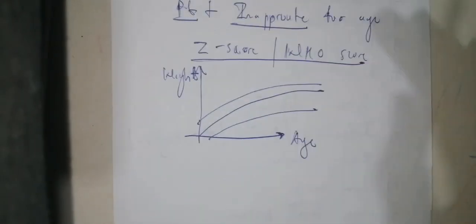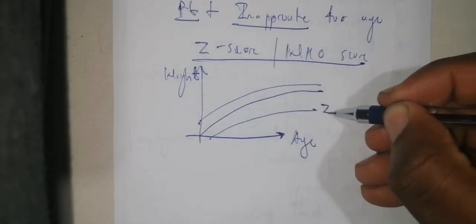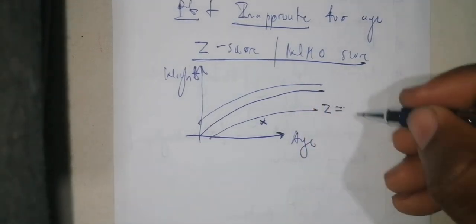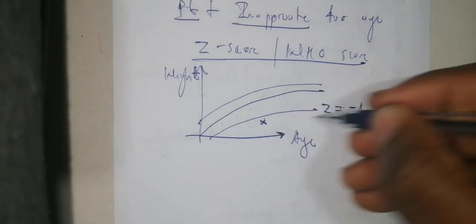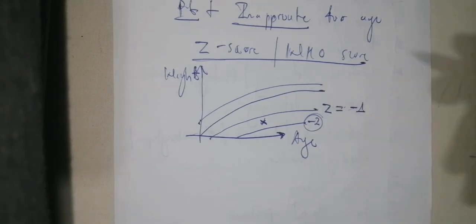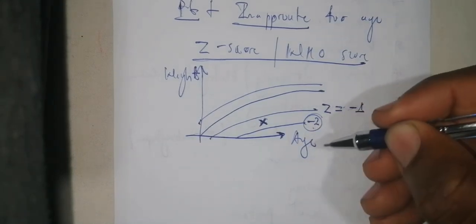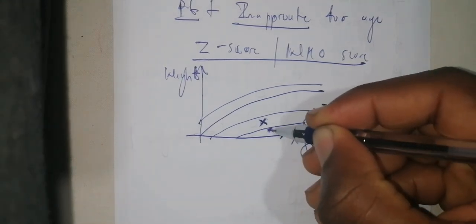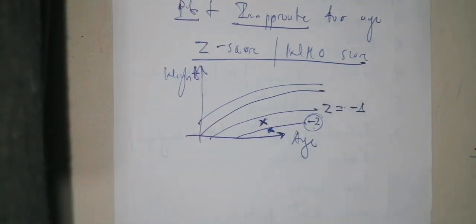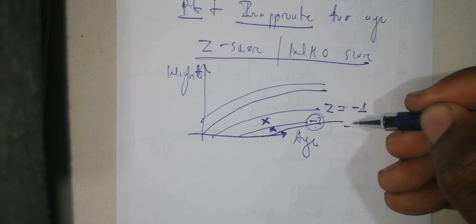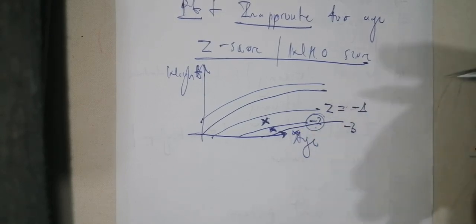Now, you need to know that undernutrition is when the Z score, if you plot it, is less than -1. If it is between -1 and -2, you already know that that is undernutrition, and it is mild undernutrition. If it is less than -2, it is moderate undernutrition. And then there's another line: if it is less than -3, it's already severe undernutrition.